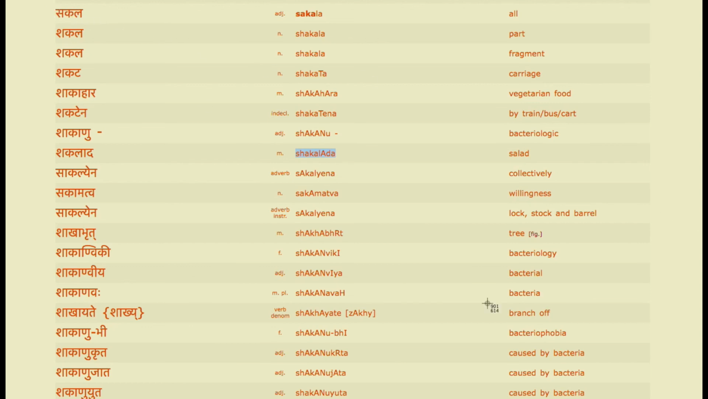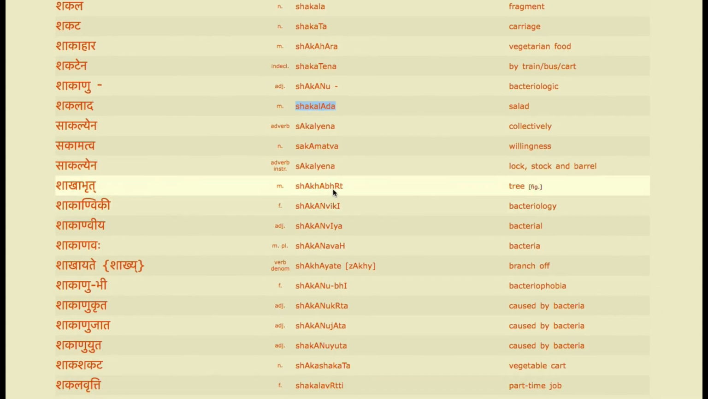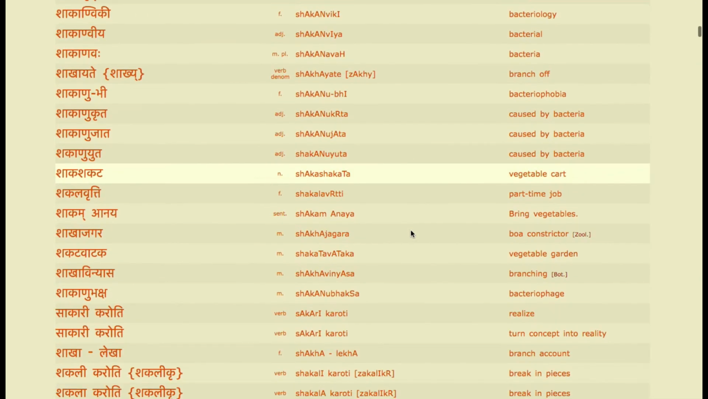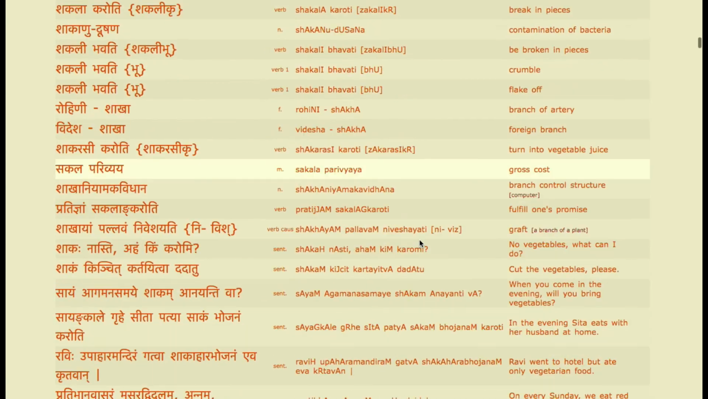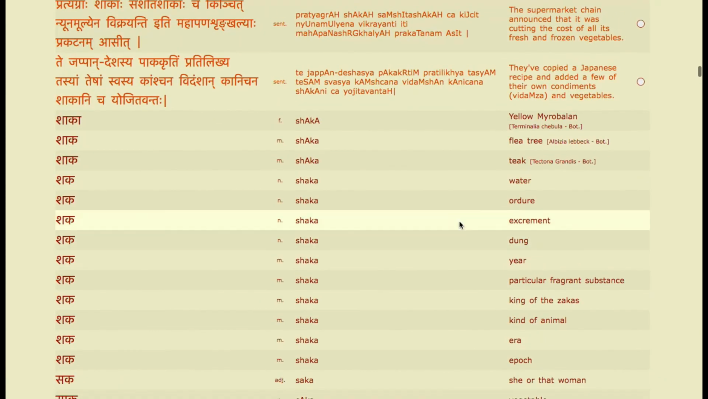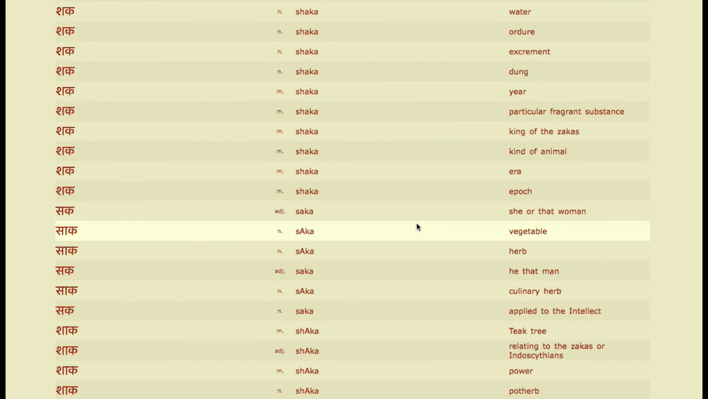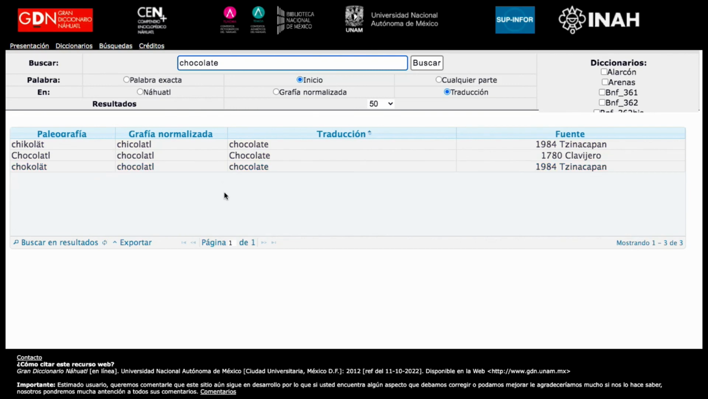And you know, chocolate comes from the cacao, and the cacao was originally from the Aztec places. Shaka, it's a tree, and here they also have some other things. So shaka is a particular tree. Oh, I have a really good one for you guys. So you have this in Japanese, you have it in Sanskrit, and you have it in Nahuatl from the Aztecs.